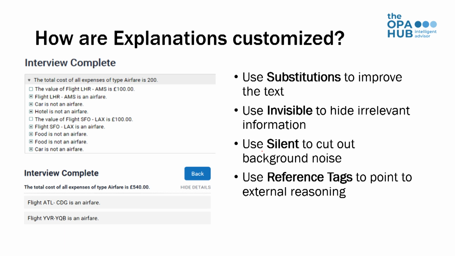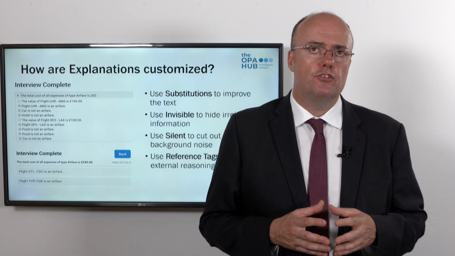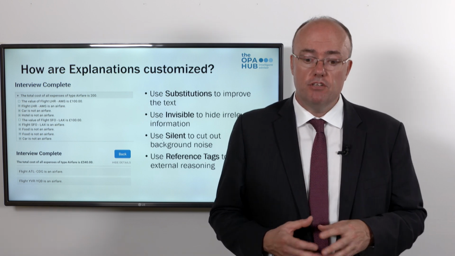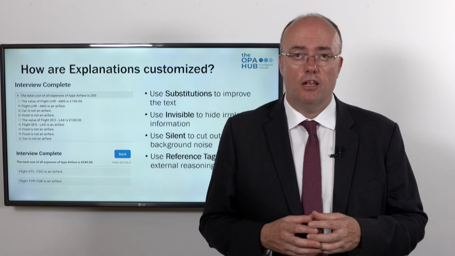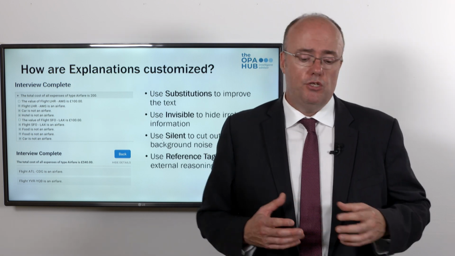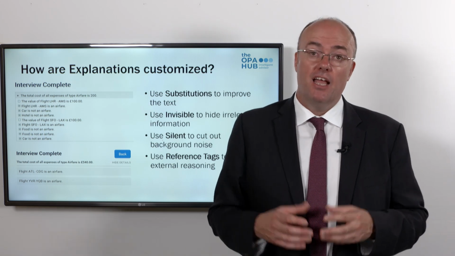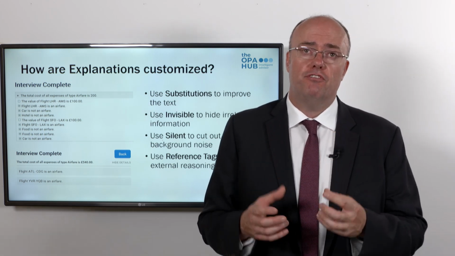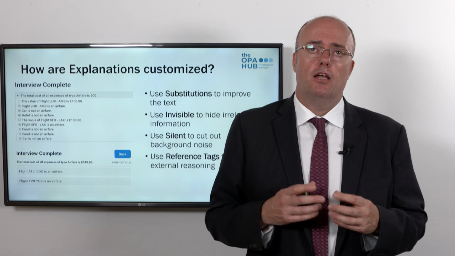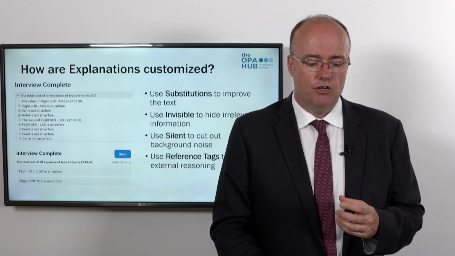You can take it to the next level if you really want. And you could, for example, combine everything we've seen so far. So making things invisible, making things silent to cut out irrelevant children, irrelevant branches. But you could also combine that with reference tags to add extra information to the end user. And you could go one step further and use a feature we saw in previous chapters to use substitutions to make the data easier to read.